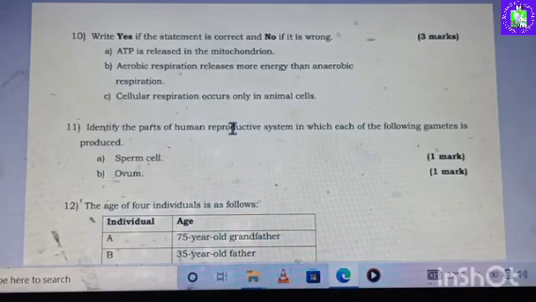C. Cellular respiration occurs only in animal cells? No, because even in plants, we have respiration. Meaning for here it is no. A is yes, B is yes, but C is no.